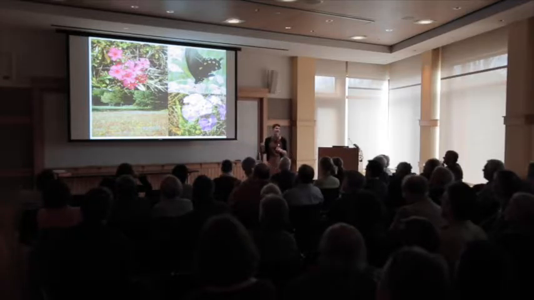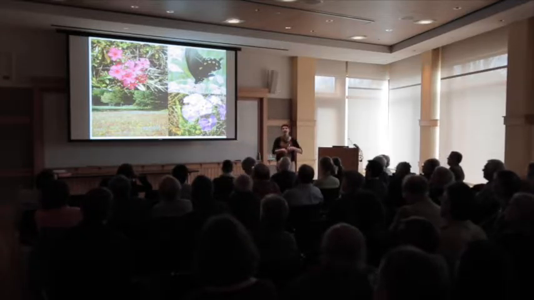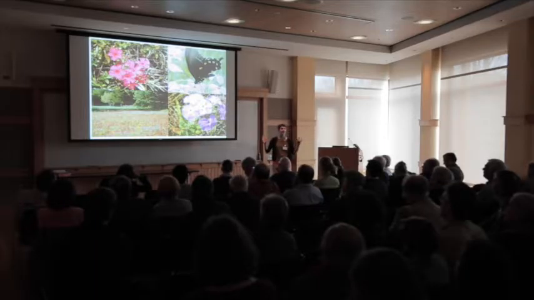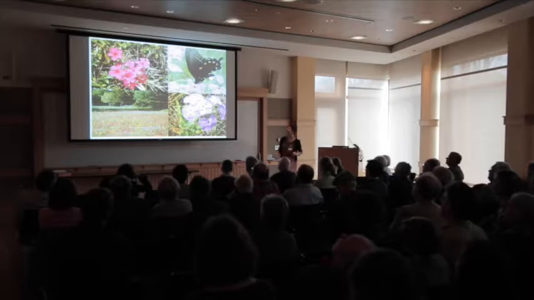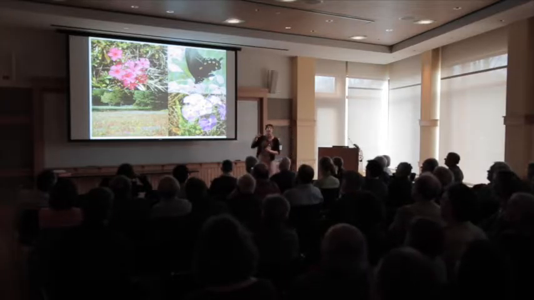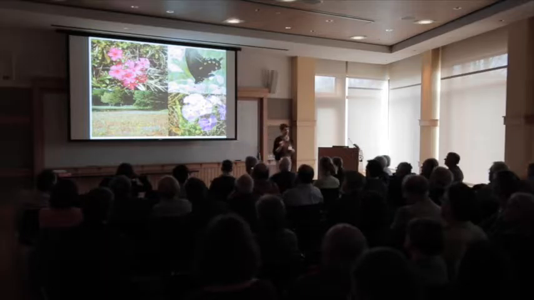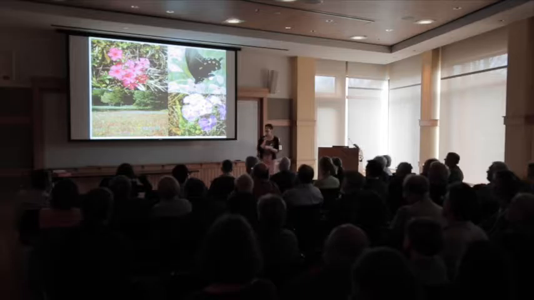So Phlox drummondii is an annual species. It grows along the roadsides in Texas, and it's part of that beautiful spring bloom that is happening right now. It is pollinated by butterflies, mostly this pipevine swallowtail, Battus philenor. It comes in two color varieties.